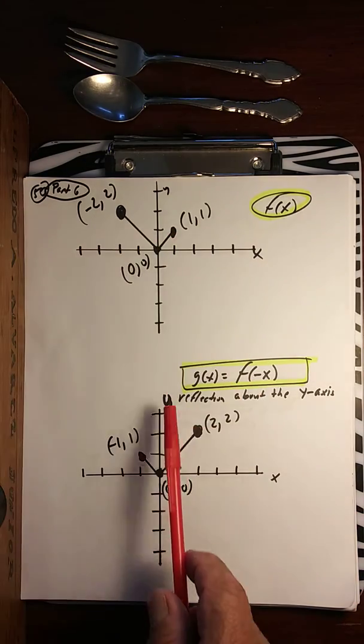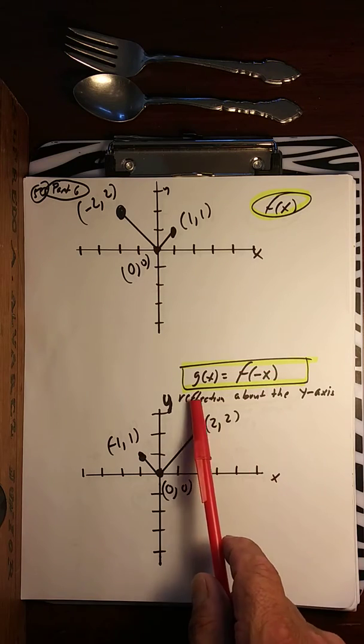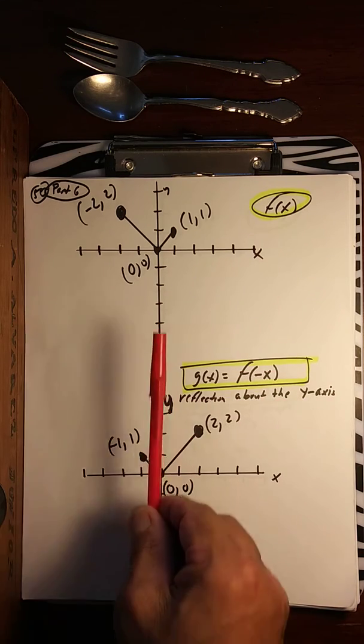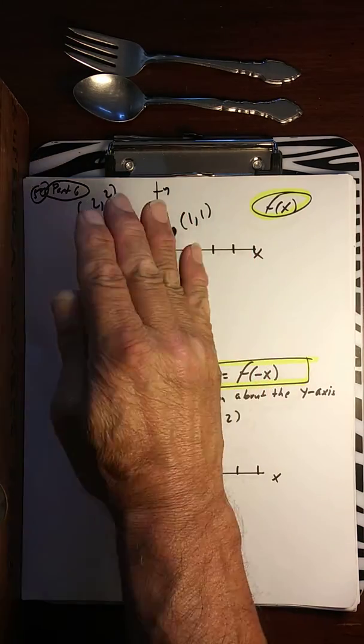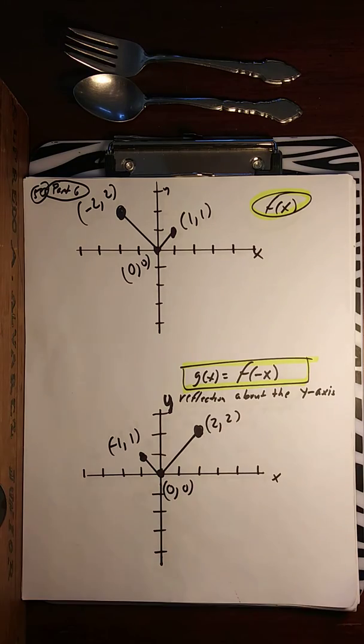The original problem. The next one's going to be g of x is f of negative x. Okay, what's it going to do? It's going to be a reflection about the y-axis. This is the y-axis. So what it's going to do is rotate this like that. Like that. So you're right there. Now it's going to be this way.